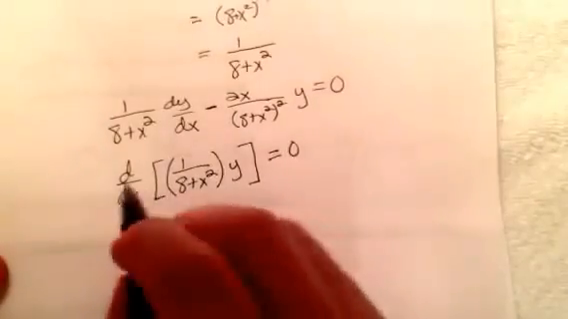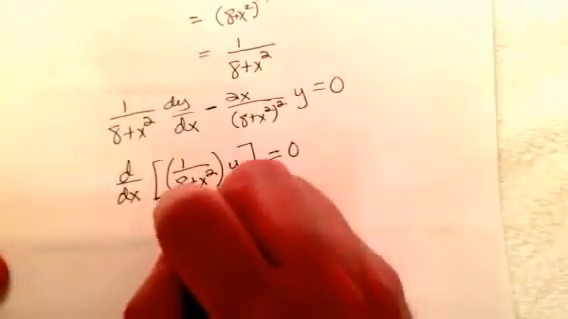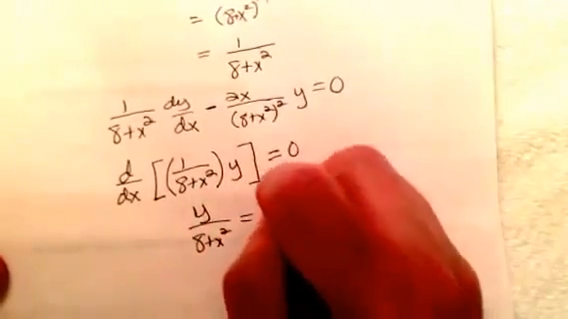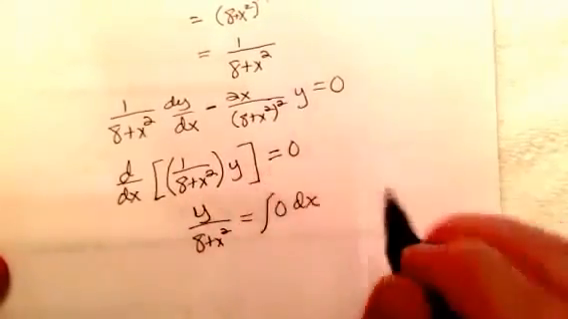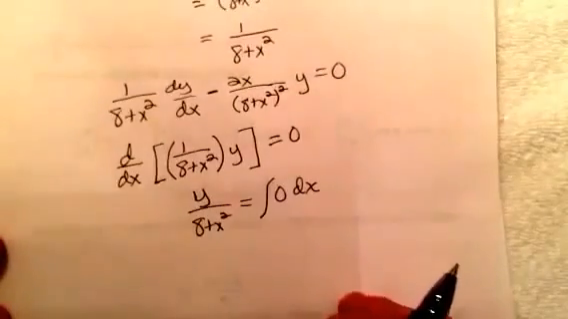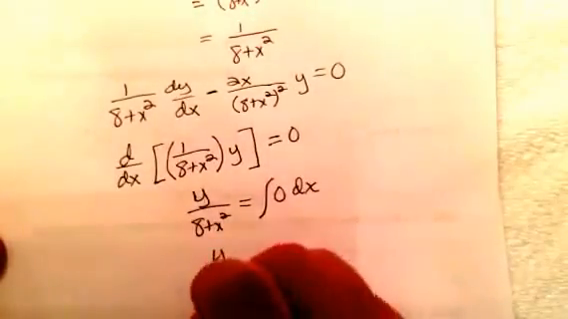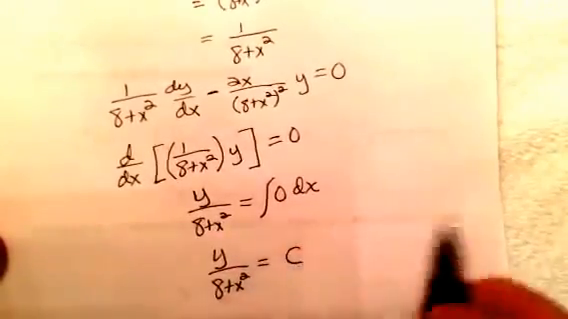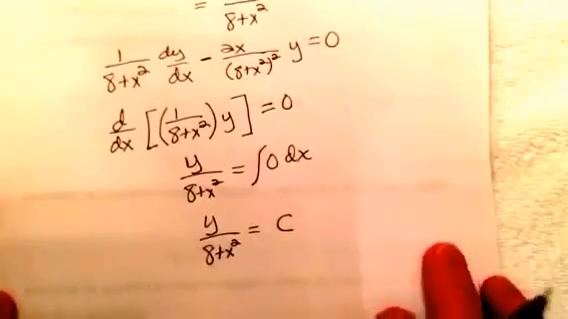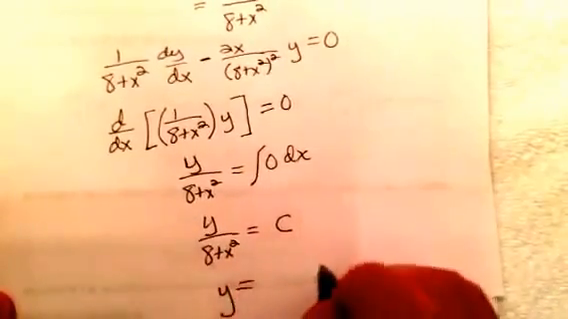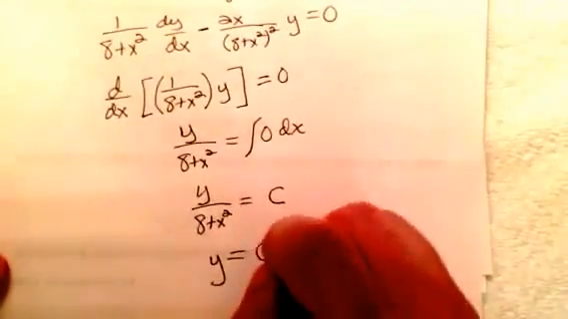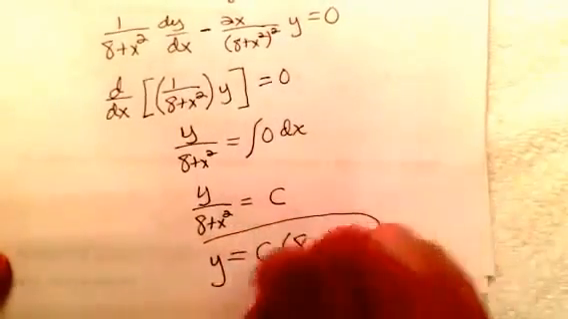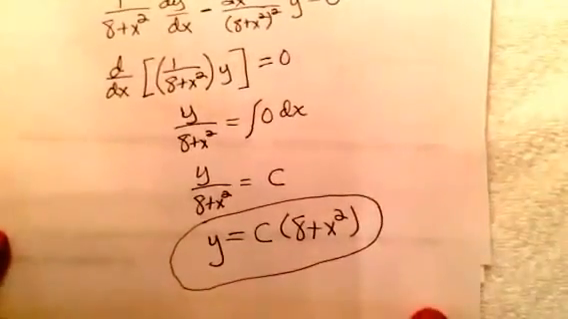In the follow through, if we remove the brackets and move the dx over, we have that y over 8 plus x squared is going to be equal to the antiderivative of 0 dx, and so y over 8 plus x squared is equal to c. As you look at solving for y, we also arrive at the same solution, whereupon y is going to be equal to c times the quantity of 8 plus x squared. Very same solution, working with the integrating factor.